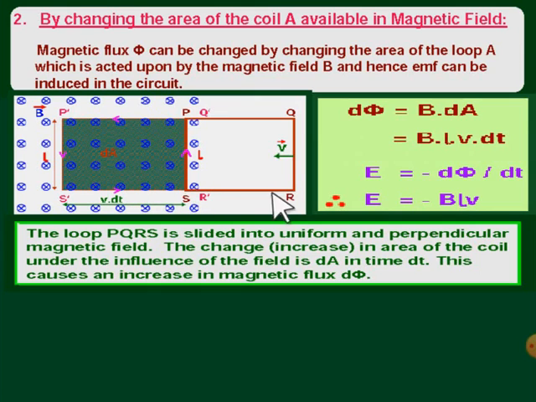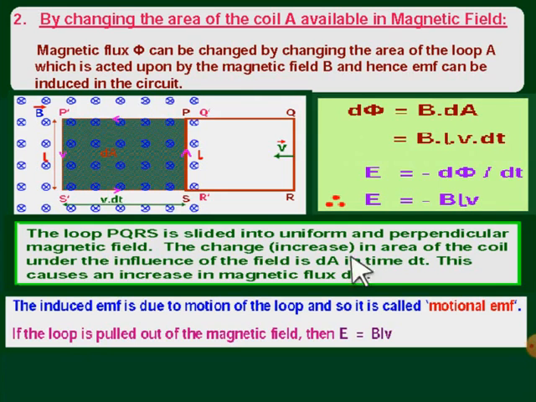So when this conductor is moved inside the magnetic field, and there is a change in the area of the coil or conductor inside the magnetic field, due to this change in area, if induced EMF is developed, then that induced EMF we call motional EMF. Due to the motion of the rectangular coil, it will be equal to minus BLv, right? The induced EMF is due to the motion of the loop, and so it is called motional EMF. If the loop is pulled out, the magnetic field what?